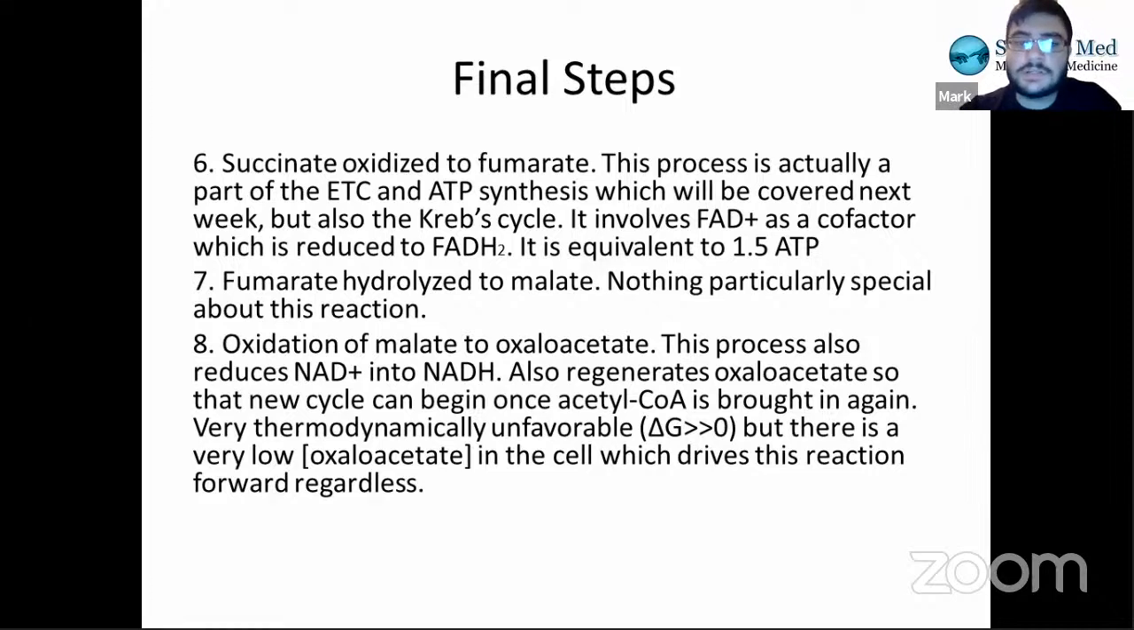This last step is actually very thermodynamically unfavored. So that means the delta G is significantly positive. But the body does a special thing where it keeps a very low concentration of oxaloacetate and manipulates the concentrations in the cell, which drives the reaction forward regardless. Okay.